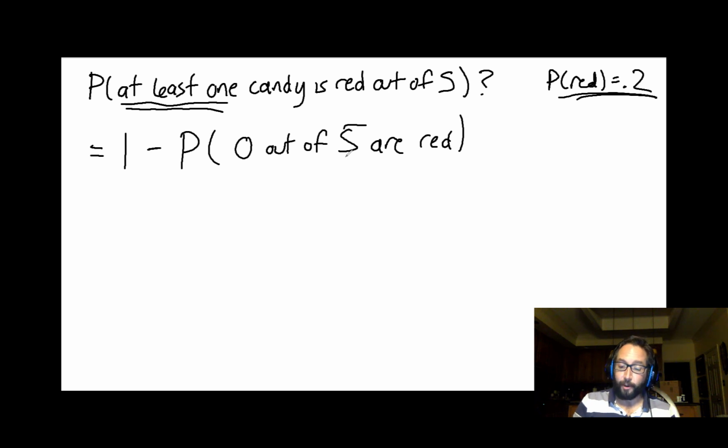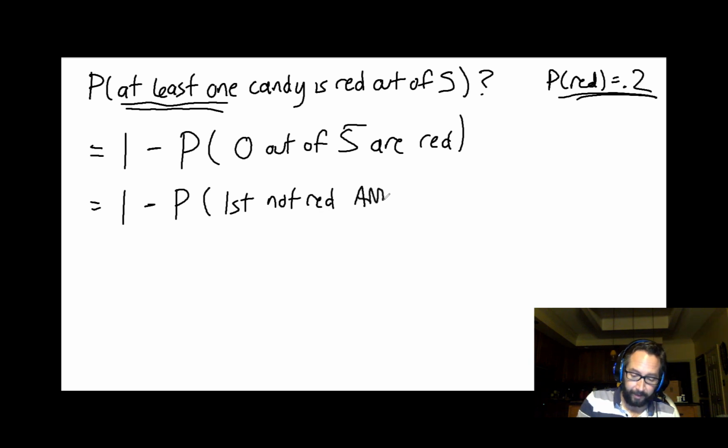So in order to have 0 out of those 5 M&Ms be red, that must mean that the sequence of colors must have been not red, and not red, and not red, and not red, and not red. 5 not reds all in a row. So at the risk of adding too much detail right here, we can rewrite 0 out of 5 being red as the first is not red, and the second is not red, and dot, dot, dot, all the way down to the 5th.